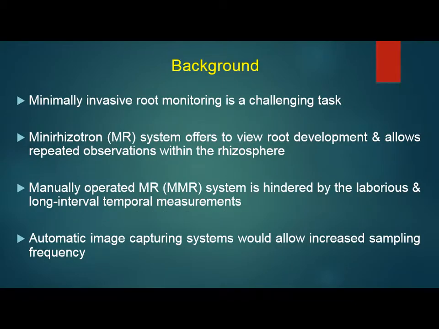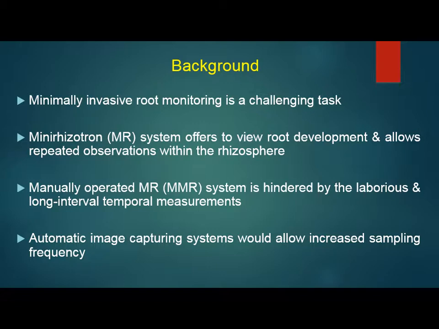So studying the root system is really necessary to understand root system processes. Existing root observation methods such as soil coring, excavation and trenching are time consuming and also laborious, and minimally invasive root monitoring is a challenging task in undisturbed soil. So the Minirhizotron system offers a view to see root development in situ in the soil, and it also allows repeated observations within the rhizosphere.